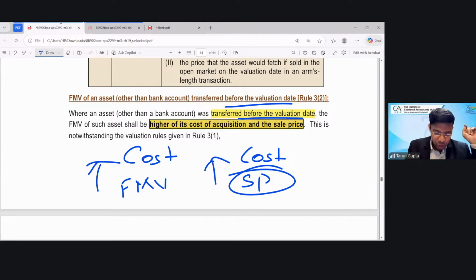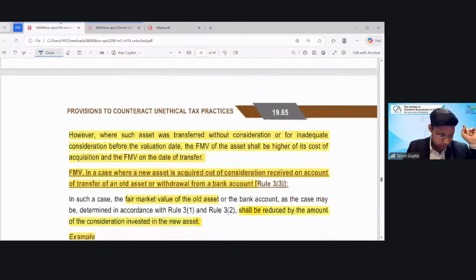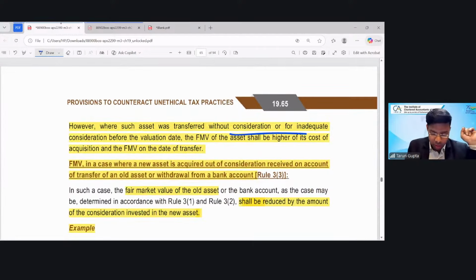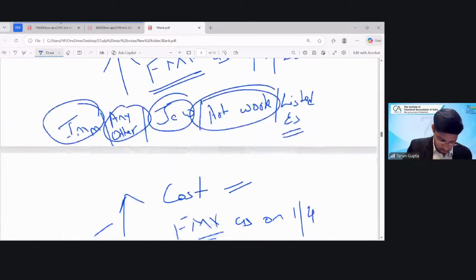So transfer before valuation date means the value shall be the higher of the cost and the sale price. Where such asset was transferred without consideration or for inadequate consideration before the valuation date, the FMV of the asset shall be that.